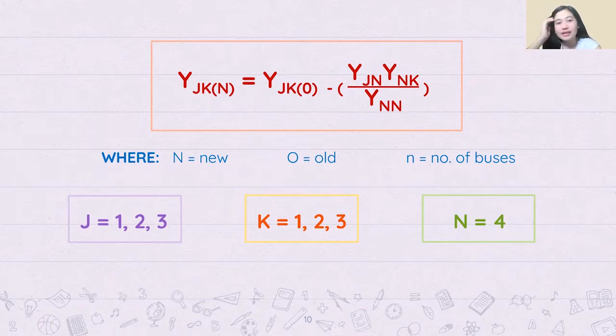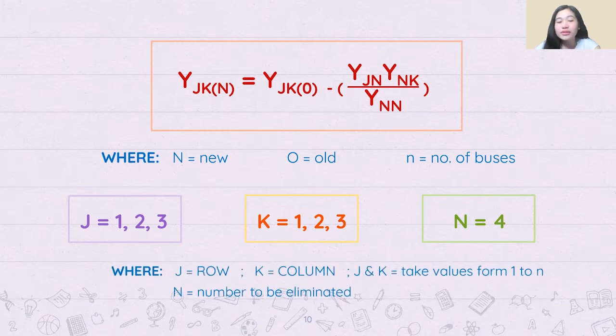So yung J natin, that is 1, 2, 3. And similar to K, 1, 2, 3 din. Because kung 4 ang buses natin, we have to think of it like we have to minus it 1. So 1, 2, 3, and 1, 2, 3 because of the fact that J is the row sa matrix natin and K is our column. Di ba meron tayong vertical and horizontal parts or elements doon sa ating matrix, sa Y-bus matrix natin. So J and K, it takes the value of 1 to N. So yun nga, 1, 2, and 3.